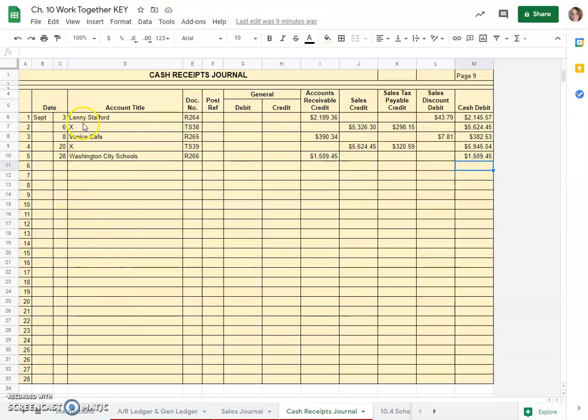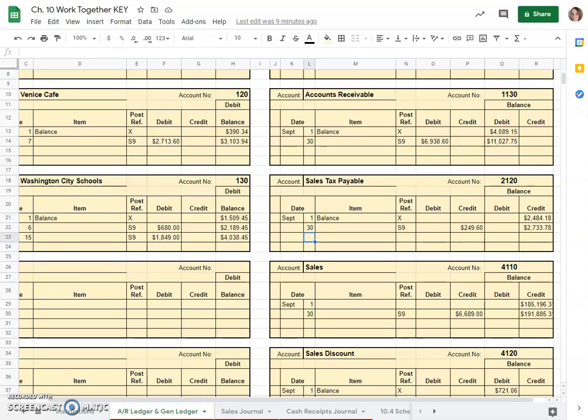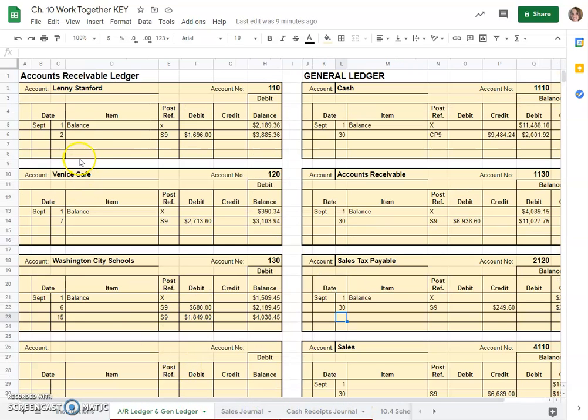And we see that on September 3rd, Lenny Stafford paid $2,189.36. So we need to post that to our accounts receivable ledger. So we go back here. Lenny Stafford, and this was on the 3rd, right? So the day after he bought the stuff, he paid a credit of $2,189.36, and this was from Cash Receipts Journal, CR, is the abbreviation for that, 9.